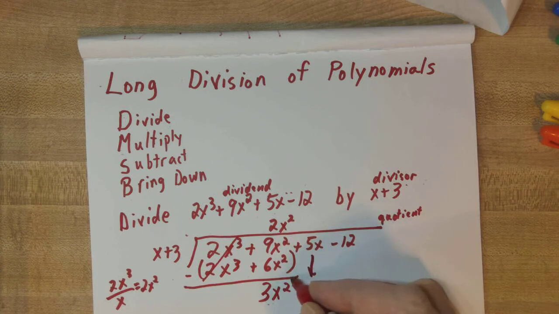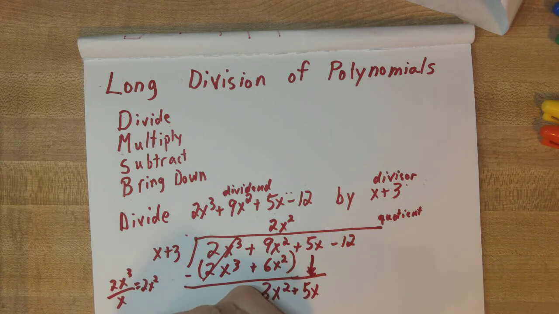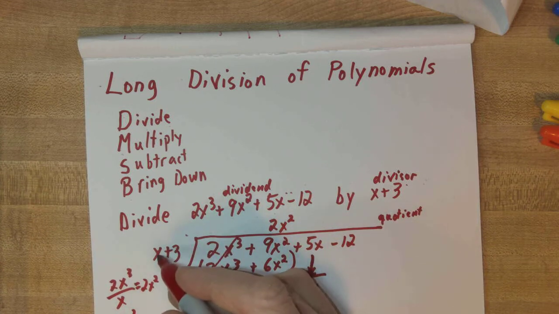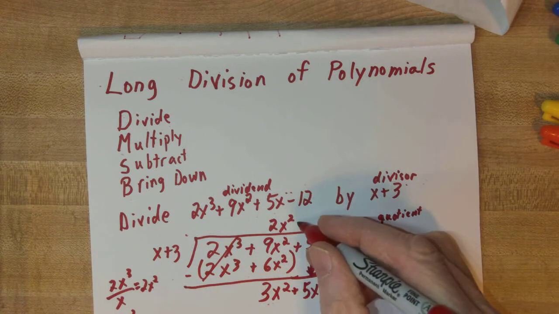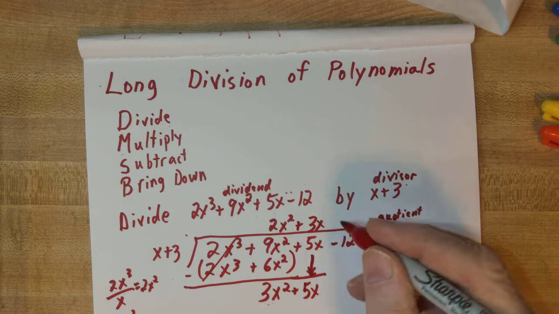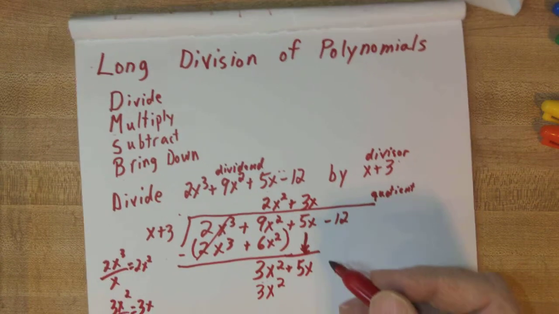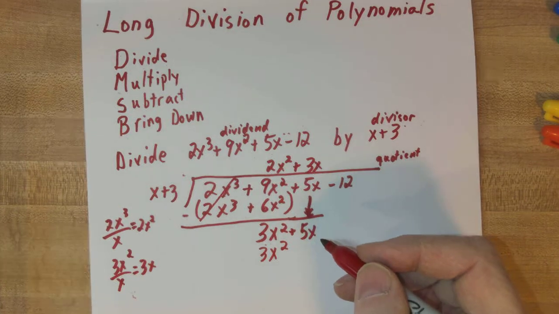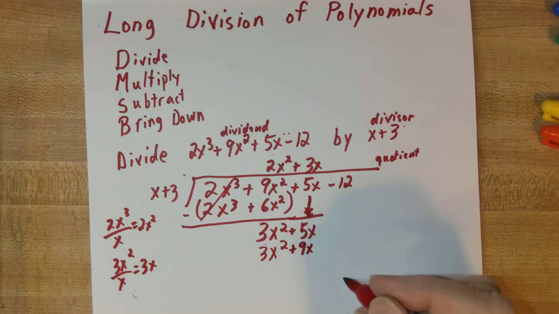And now, so I've subtracted, now I'm going to bring down. And that's my 5x. And then you start all over again. So the lead term that's left now is 3x squared. The lead term of the divisor is still just x. And 3x squared divided by x is 3x. So I'll put a plus 3x here. 3x times x is 3x squared. 3x times 3 is 9x.